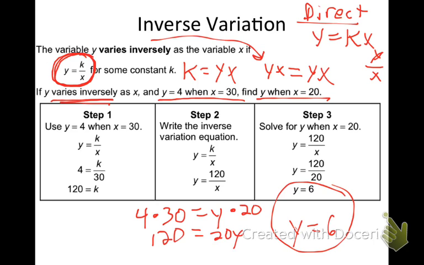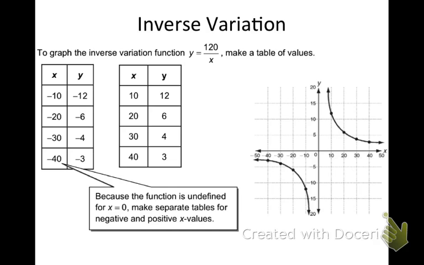And recognize that is the same answer then. Again, you can use the equations, but you don't have to. And when you multiply them, that is how you get your constant. So 4 times 30, 120, that is my constant. Recognize that. All right? So inverse variation. To graph the inverse variation function, we can graph y equals 120 over x.